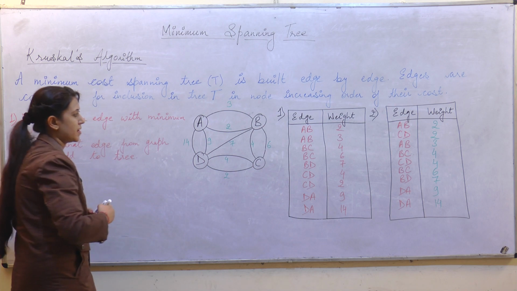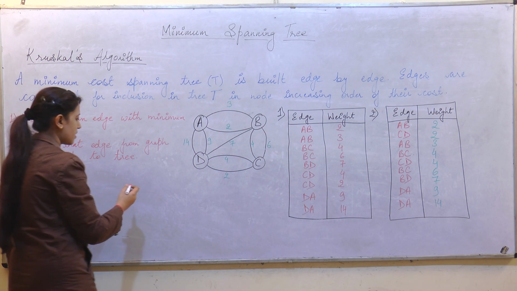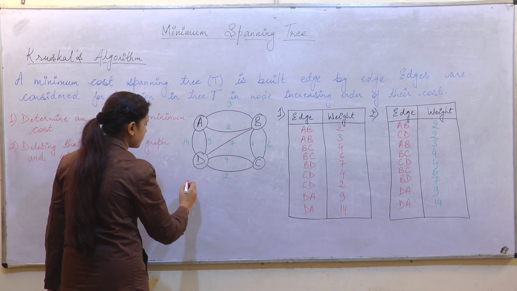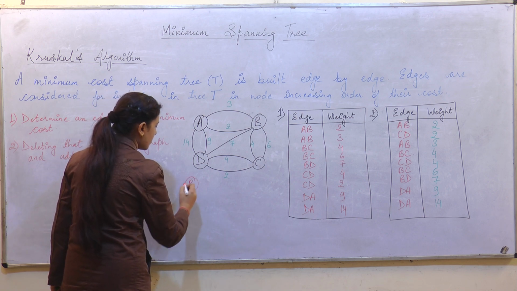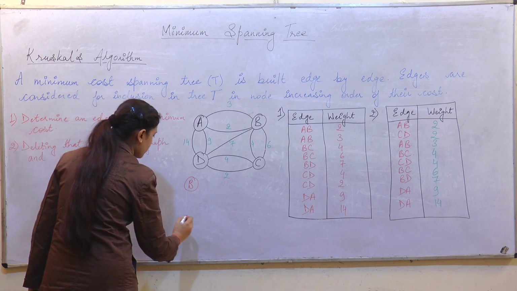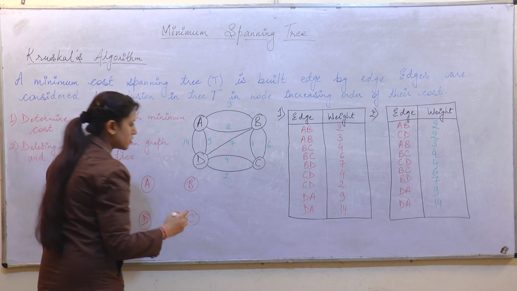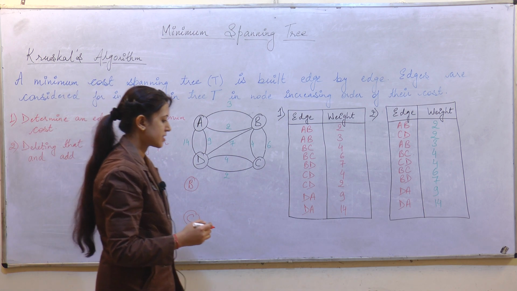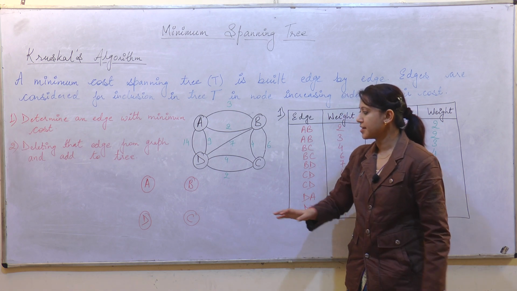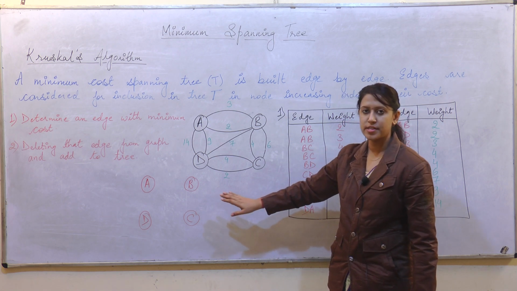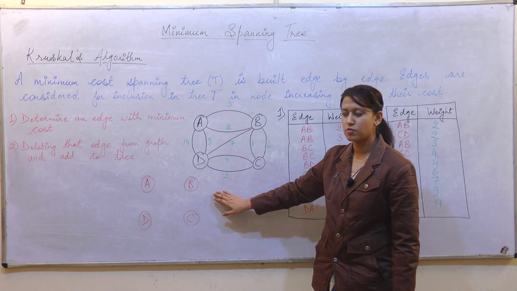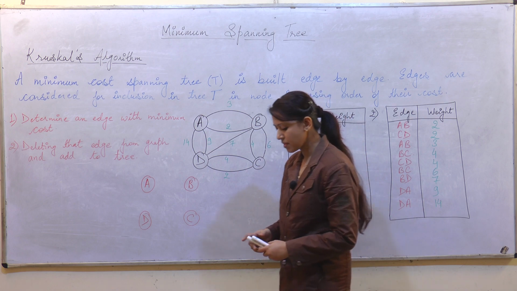Our next step is we will create a skeleton of our spanning tree. As I have told you in our previous lecture, skeleton means the tree that contains only nodes, not the edges. So that's why we call it a skeleton that contains only nodes.